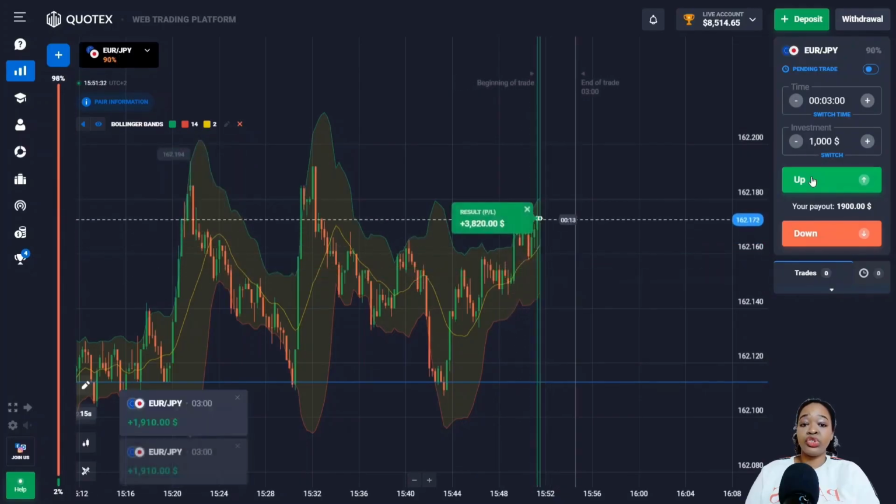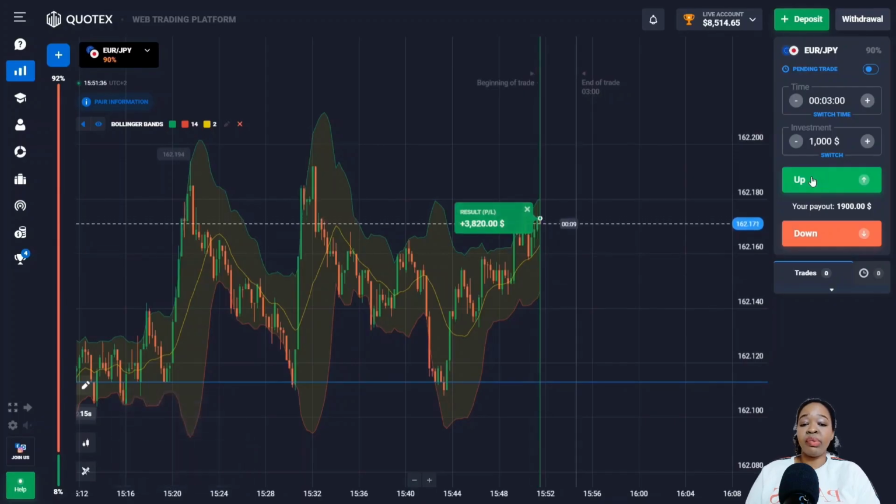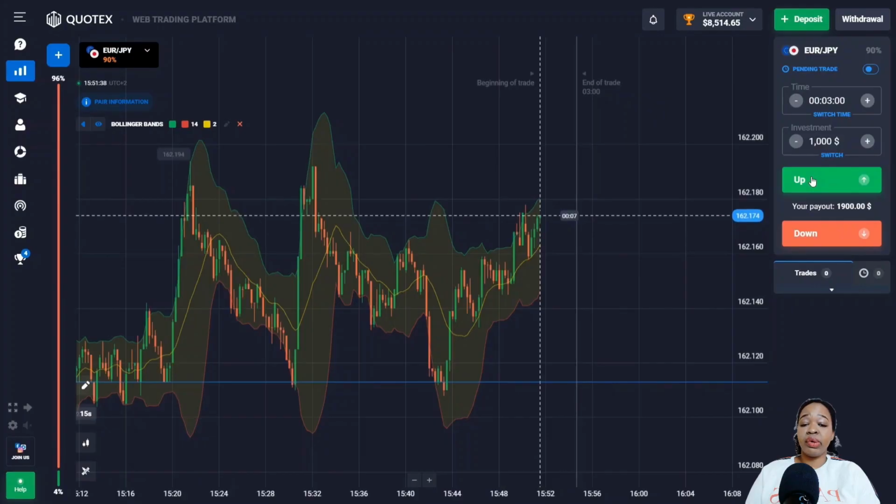So here the chart continued its growth and I was able to take a good upward movement and make very good profit on it. So let me find my next entry point.